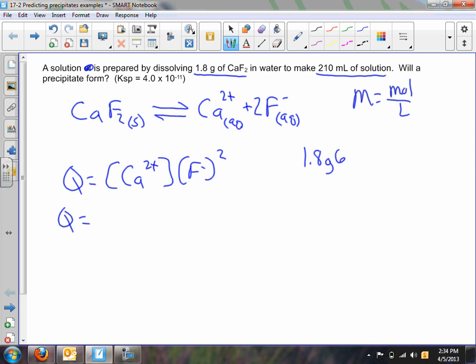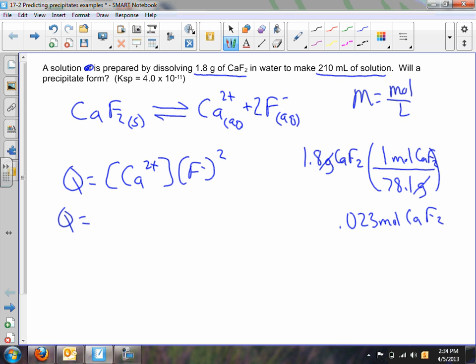1.8 grams of CaF2, if I turn that into moles, from the chart, calcium is 40.1. I've got two fluorines at 19 apiece. Turns out to be 78.1 grams per mole. When you divide that, I have 0.023 moles of CaF2.